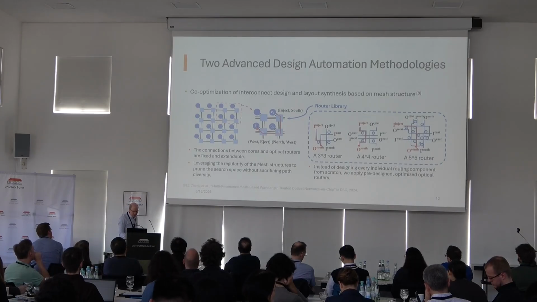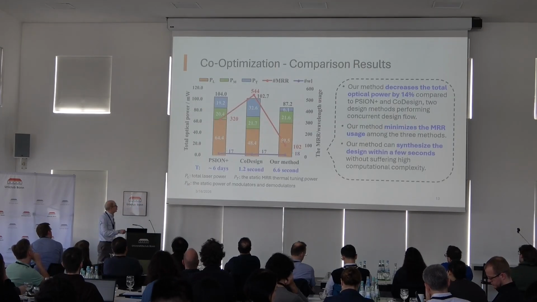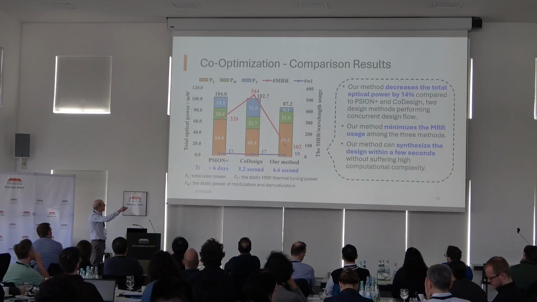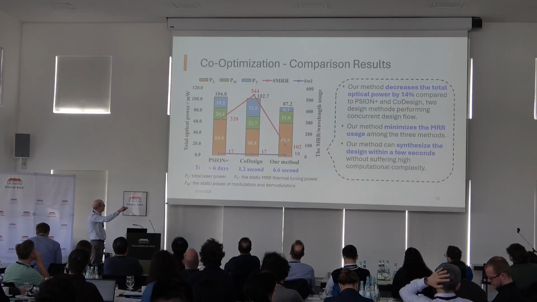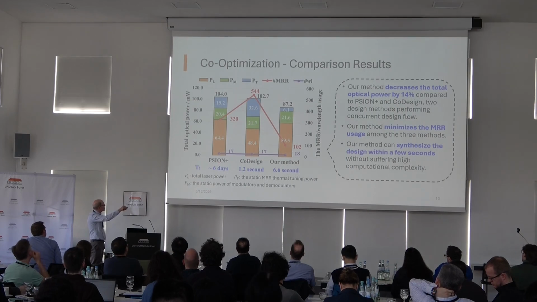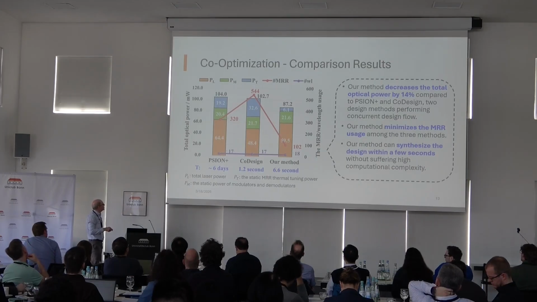And as a result, when we compare this to previous approaches, here you're seeing the number of wavelengths we require. This is our previous Psion. This is from Yao and Chan, the co-design methodology. This is ours. That's pretty much identical. We need one additional wavelength.